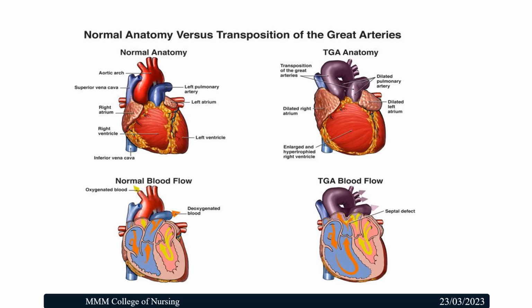In this picture, you can visualize the normal anatomy of a heart where the aorta and the pulmonary artery are present. In the TGA picture, you can see the position of the aorta and the dilated pulmonary artery. So the entire anatomy of the heart is changed or transposed. In normal blood flow, the aorta carries oxygenated blood, but here, since it arises from the right ventricle, the aorta carries deoxygenated blood.